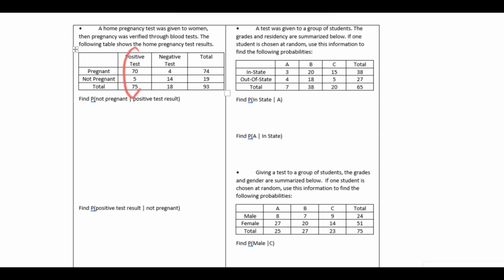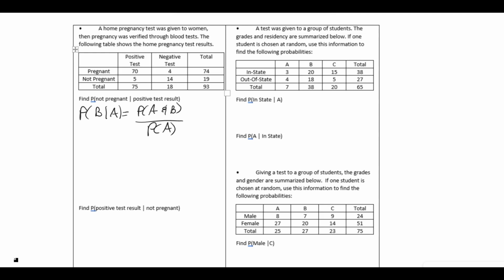5 tested positive and 14 tested negative. So we have a positive test, negative tests, pregnant and non-pregnant women for a total of 93 people in this study. We want to find the probability that you're not pregnant given that you got a positive test result. Now there's a formula. The probability of B given A is the probability of A and B divided by the probability of A.